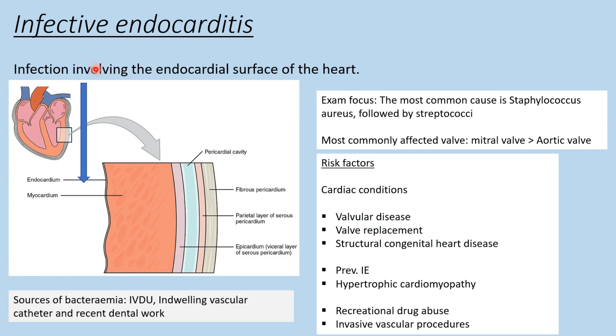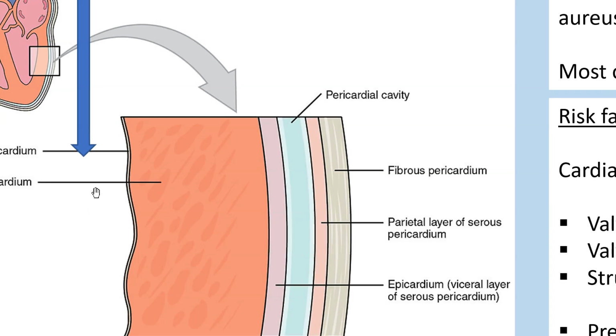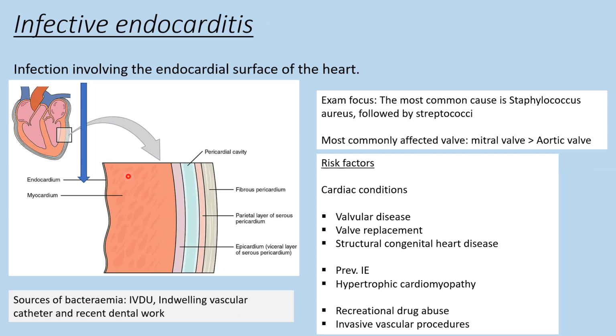Infective endocarditis for UKMLA exam. The basics are it's an infection involving the endocardial surface of the heart. So I'm showing you here, this is the endocardium, and that surface is infected by bacteria. Staphylococcus aureus is the most common cause, followed by streptococcus, that you need to memorize.